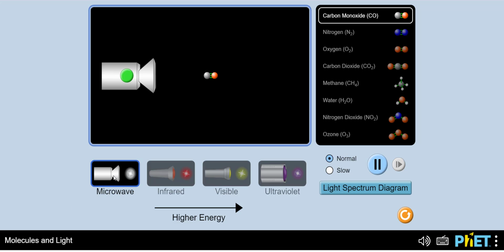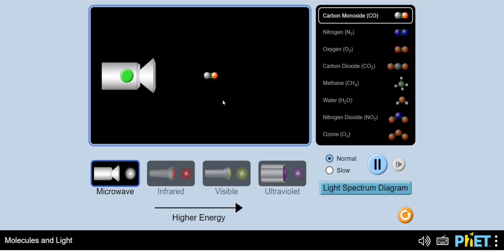So there's photons of microwave energy, photons of infrared, and so on. And sometimes nothing will happen because some of these molecules aren't affected by some or even all of these types of radiation. So you might sit there and see these photons coming out and nothing happens. That's fine. You would write no reaction or no response.